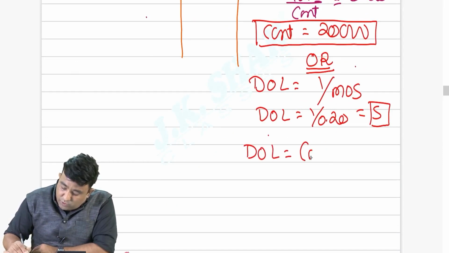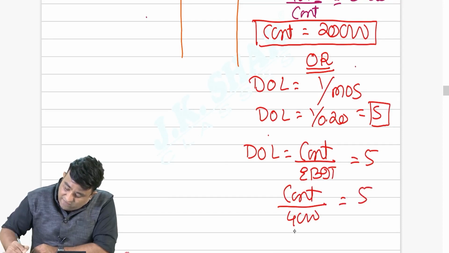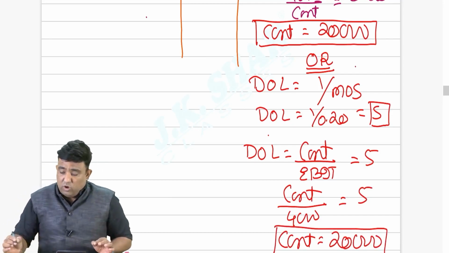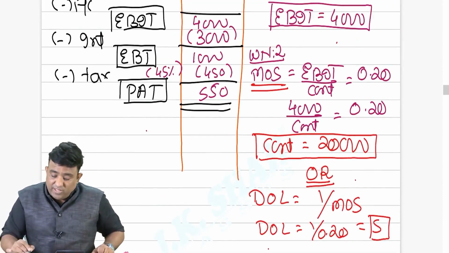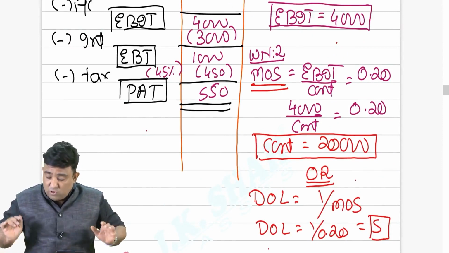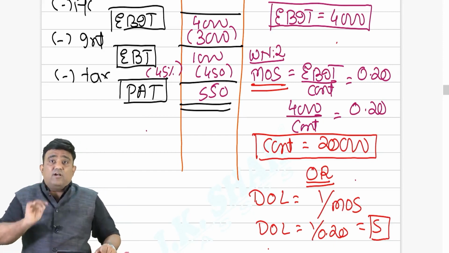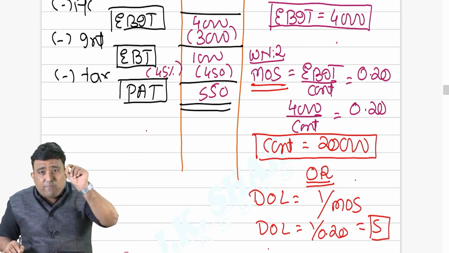DOL is contribution upon EBIT. You can calculate 5. Contribution we don't have. We have EBIT 4,000. So even we can calculate contribution as 20,000. So student, if I just talk on a very simple formula base, margin of safety is reciprocal of DOL. So I can say margin of safety is either EBIT upon contribution or DOL is 1 upon margin of safety.